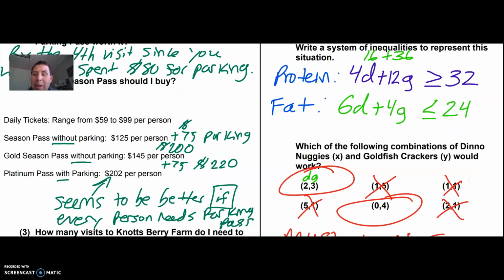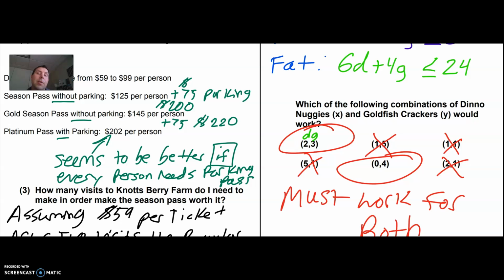So rather than me do every single problem or check every single one, I think you can do that and kind of get a sense for it not working or working for both. But remember, for it to be a solution to a system, it must work for both.